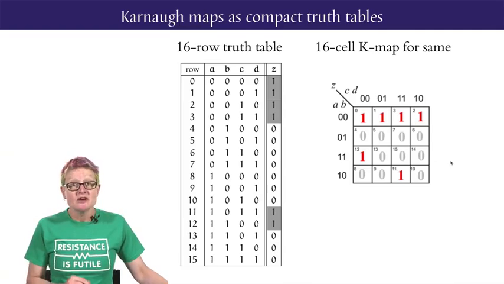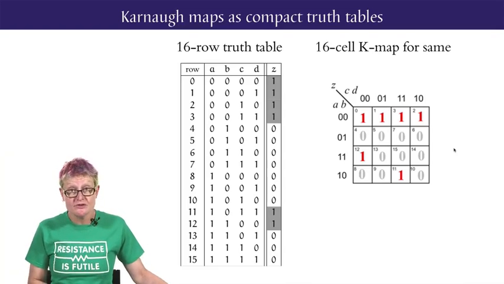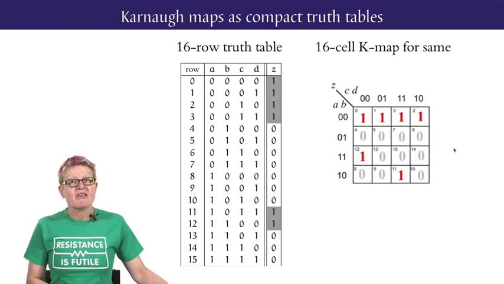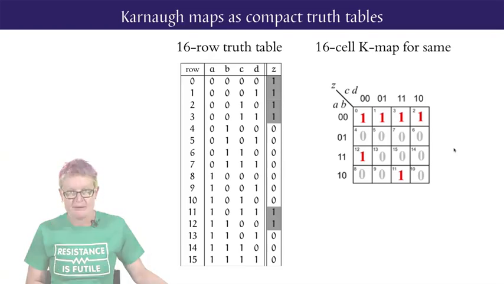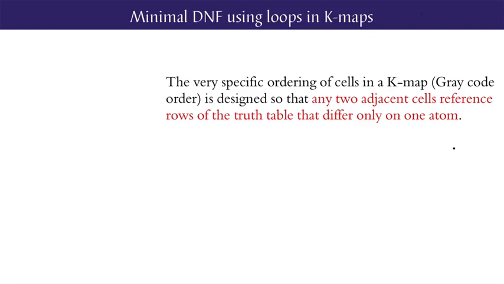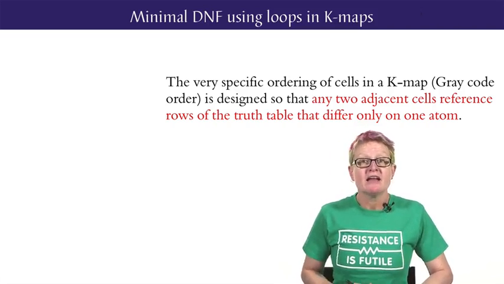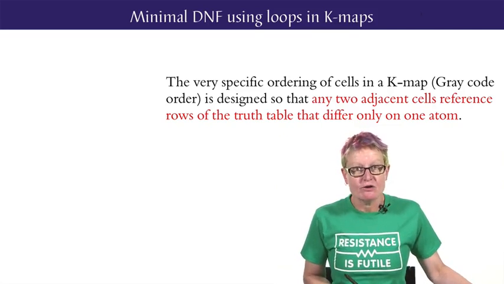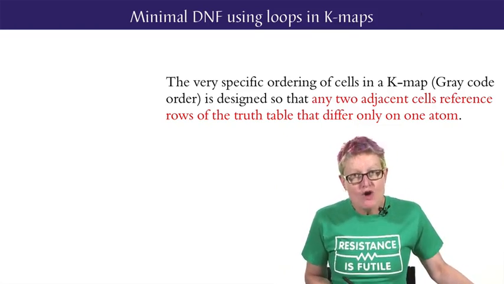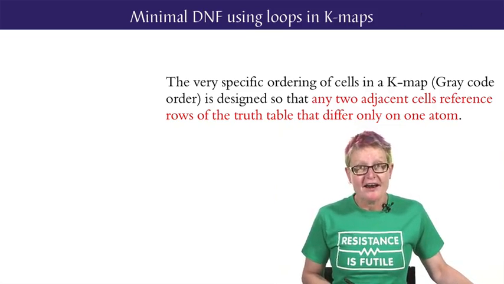At this stage, we can see that a K-map contains all and only the information contained in the corresponding truth table. It is just a rather peculiar reordering and rearrangement of the truth table. Now, this very peculiar ordering of cells in a K-map is designed so that any 2 adjacent cells reference rows of the truth table that differ only on one atom.